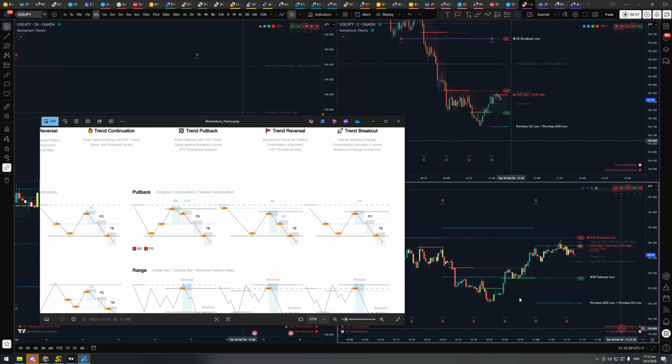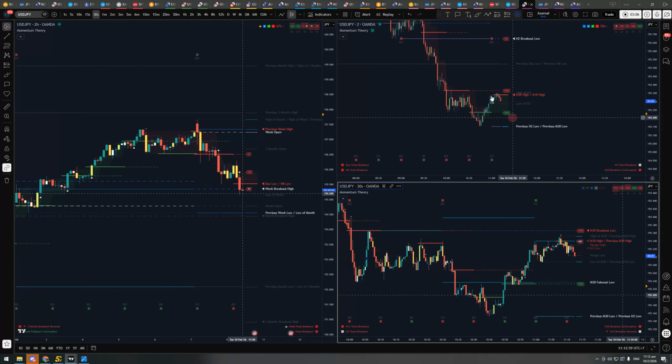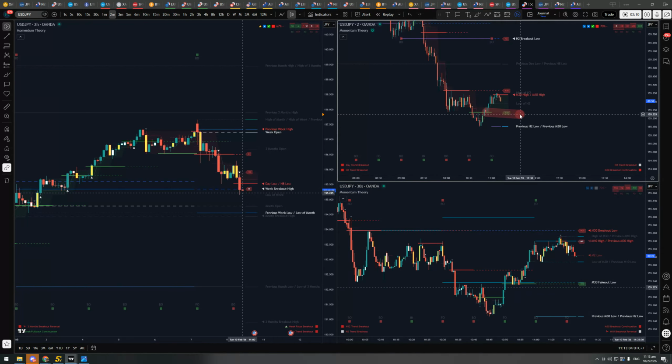So currently the M10 is in breakout reversal, and then the safe entry would be the false breakout entry below this M10 breakout level. A little bit far away, but this would be the safest entry because currently the M10 is bullish.